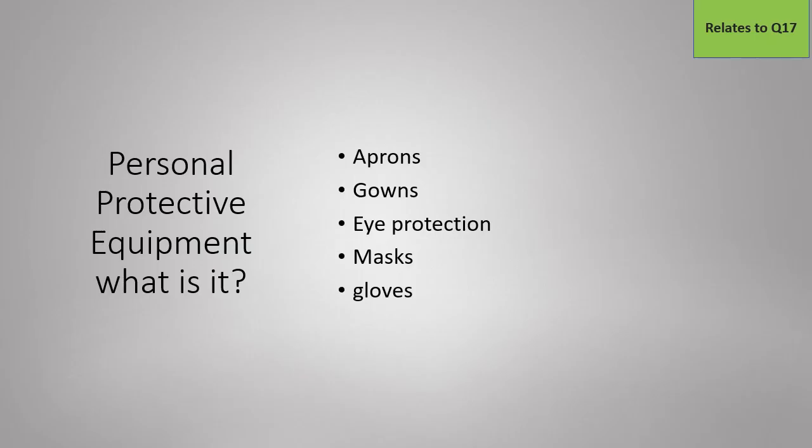So we're now going to look at the slides relating to question number 17, and we're going to look at personal protective equipment, which is often known as PPE. But what is it? Here are some examples of what it is. Again, do some of your own research, but it includes aprons, gowns, eye protection, masks and gloves.